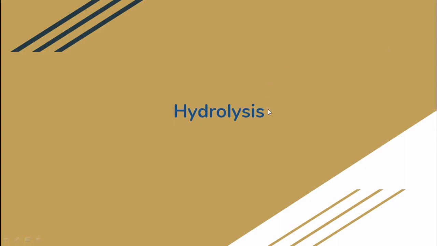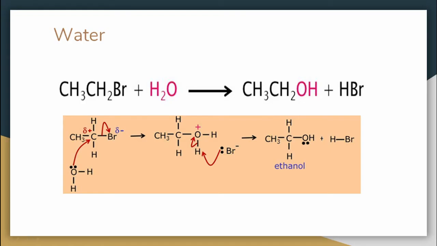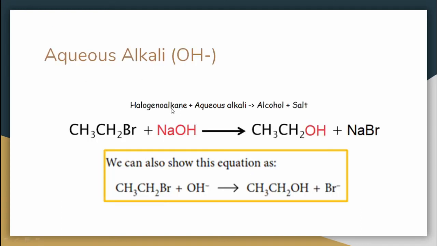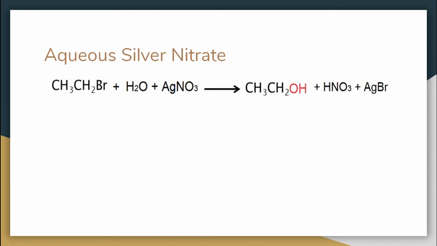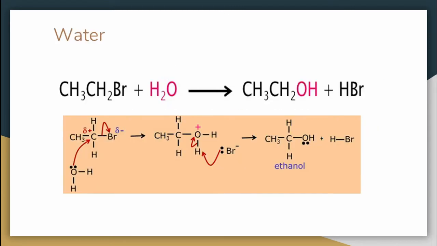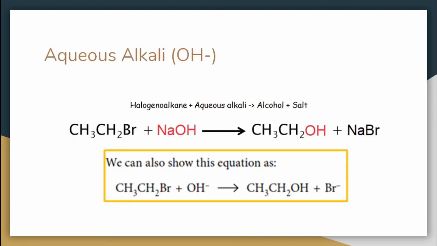Now let's look at the reaction of hydrolysis. There are three types of reaction in hydrolysis: reaction with water, aqueous alkali, and aqueous silver nitrate. As you can see, these are the reactions. The aqueous alkali reaction contains halogenalkanes plus aqueous alkali. So the product is alcohol and salt.